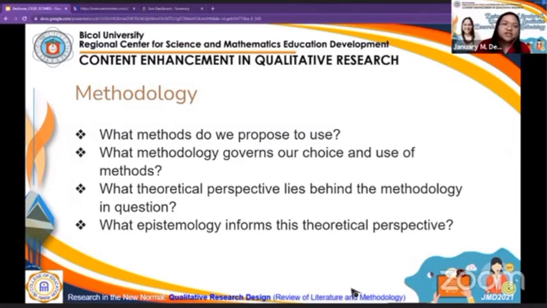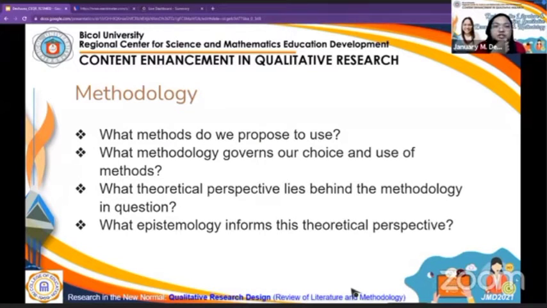You can observe that. And once you have actually identified the methods, you could easily also associate them with a certain design or methodology that you are going to use. So for example, if I will be using participant observation as my method, most probably I am using ethnography as my methodology. And since it is ethnography, my theoretical perspective is anchored on symbolic interactionism, because, again, it's participant observation. That is my method, and my methodology is ethnography, anchored in symbolic interactionism.